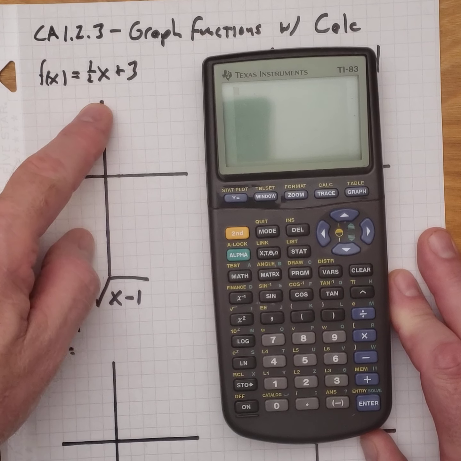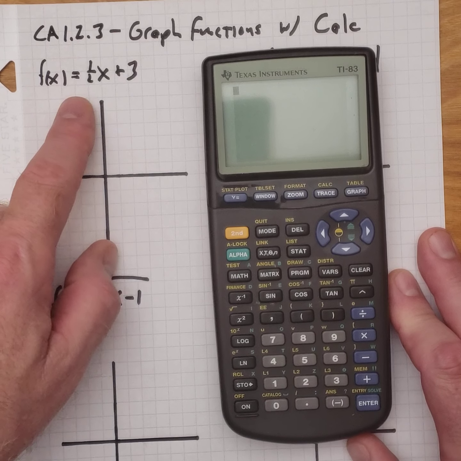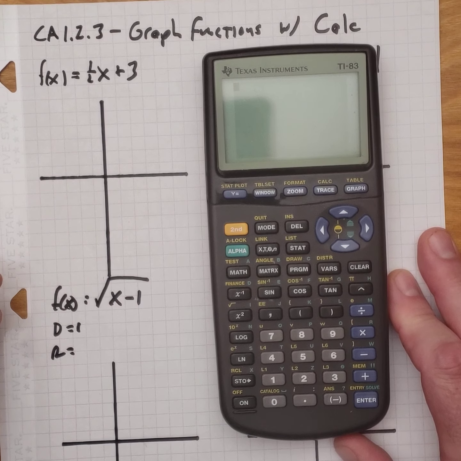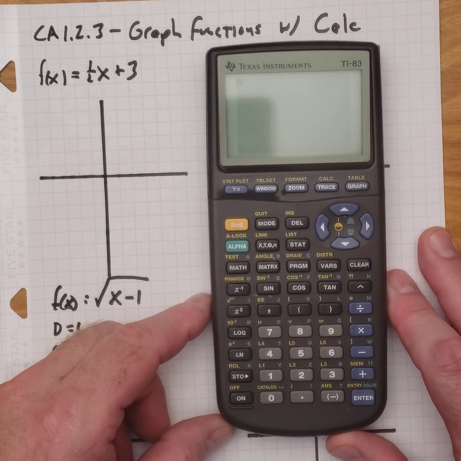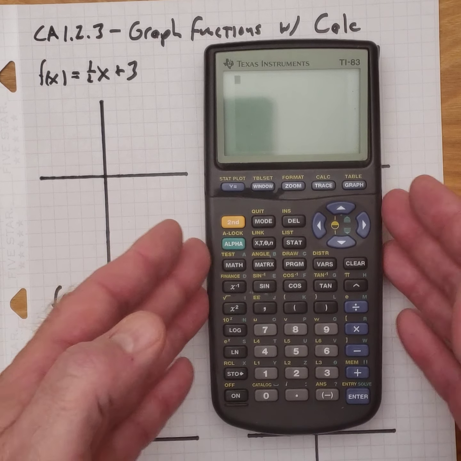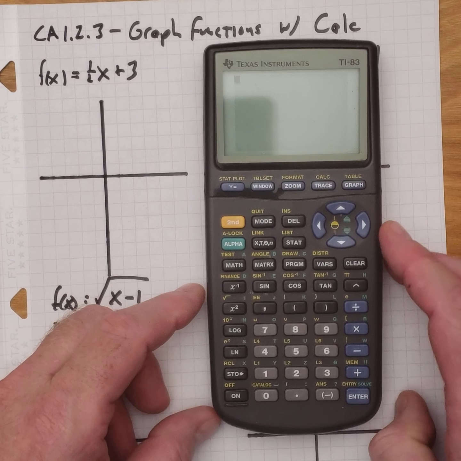We could graph functions by hand, by plugging in numbers for x, getting numbers for f of x, plotting the points and then connecting them. But that's kind of crazy in the year 2020. So we're going to use 1980s technology in order to accomplish that.